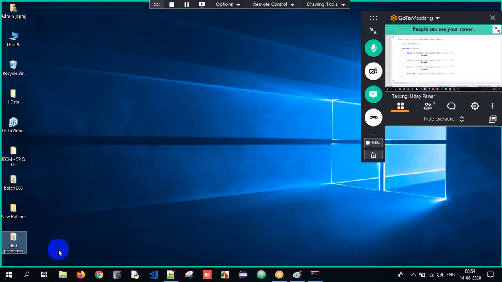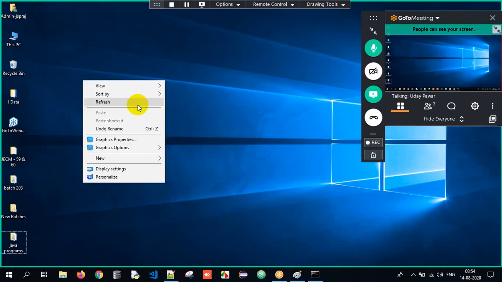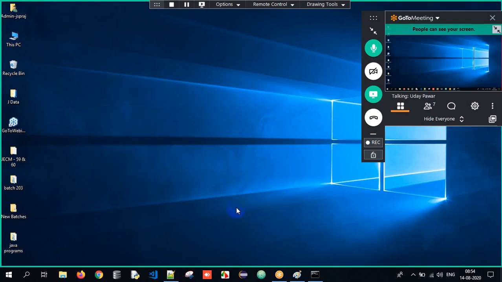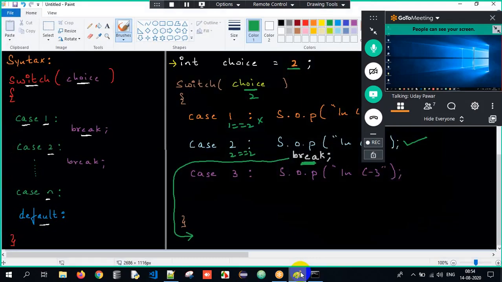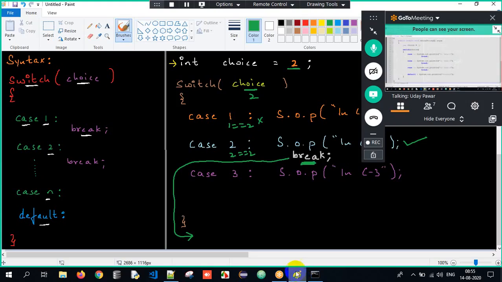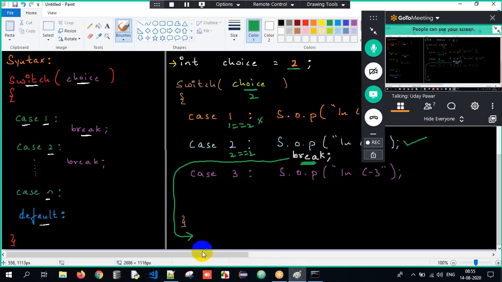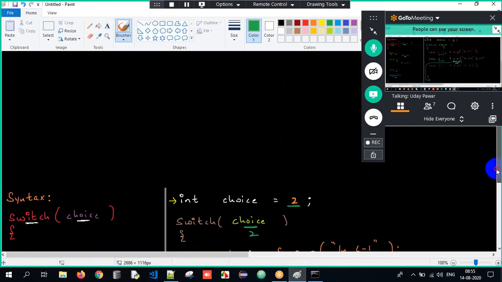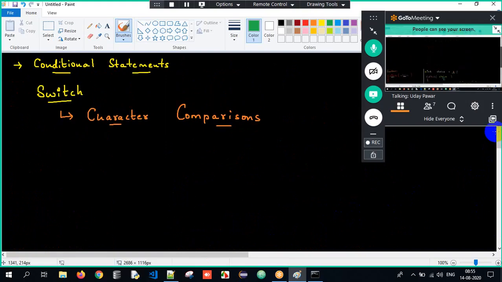But similarly, we can do one more way as well. Sir, what is that one more way? I will tell you. Now, I'll go back to my switch statement. We can also do it from a validation perspective.